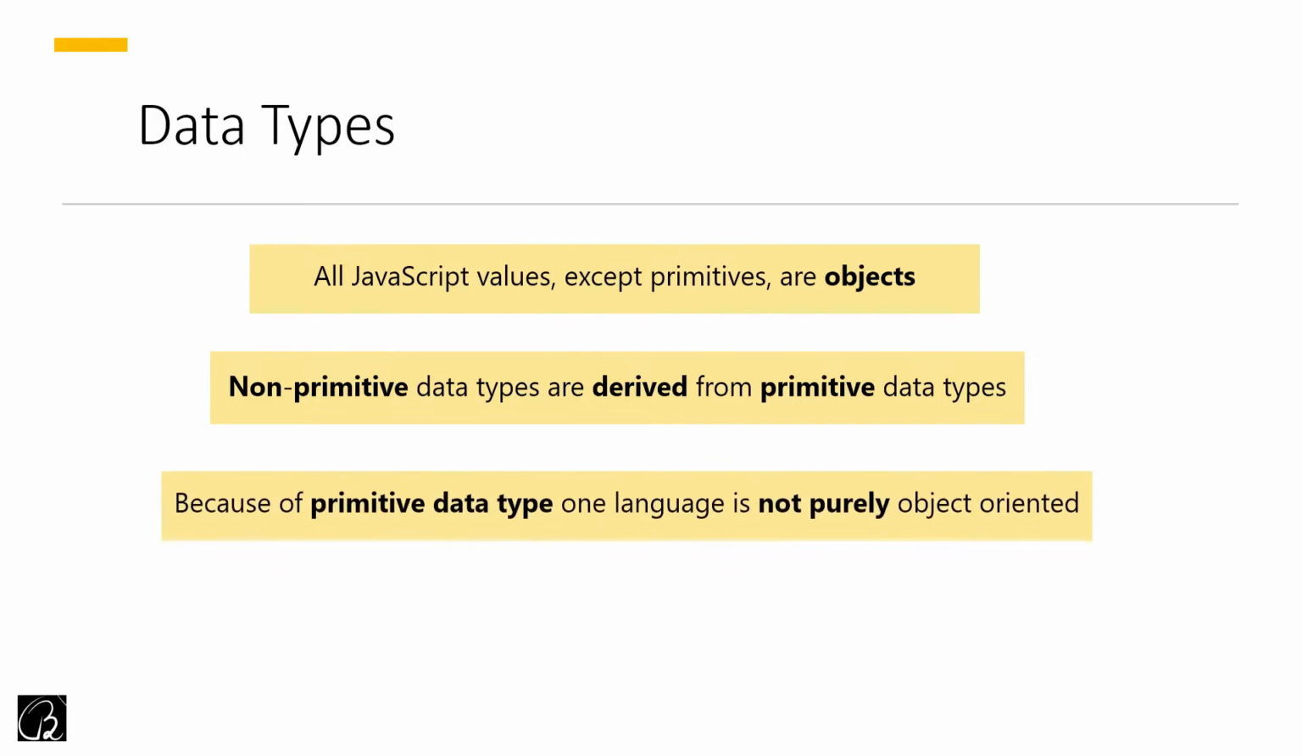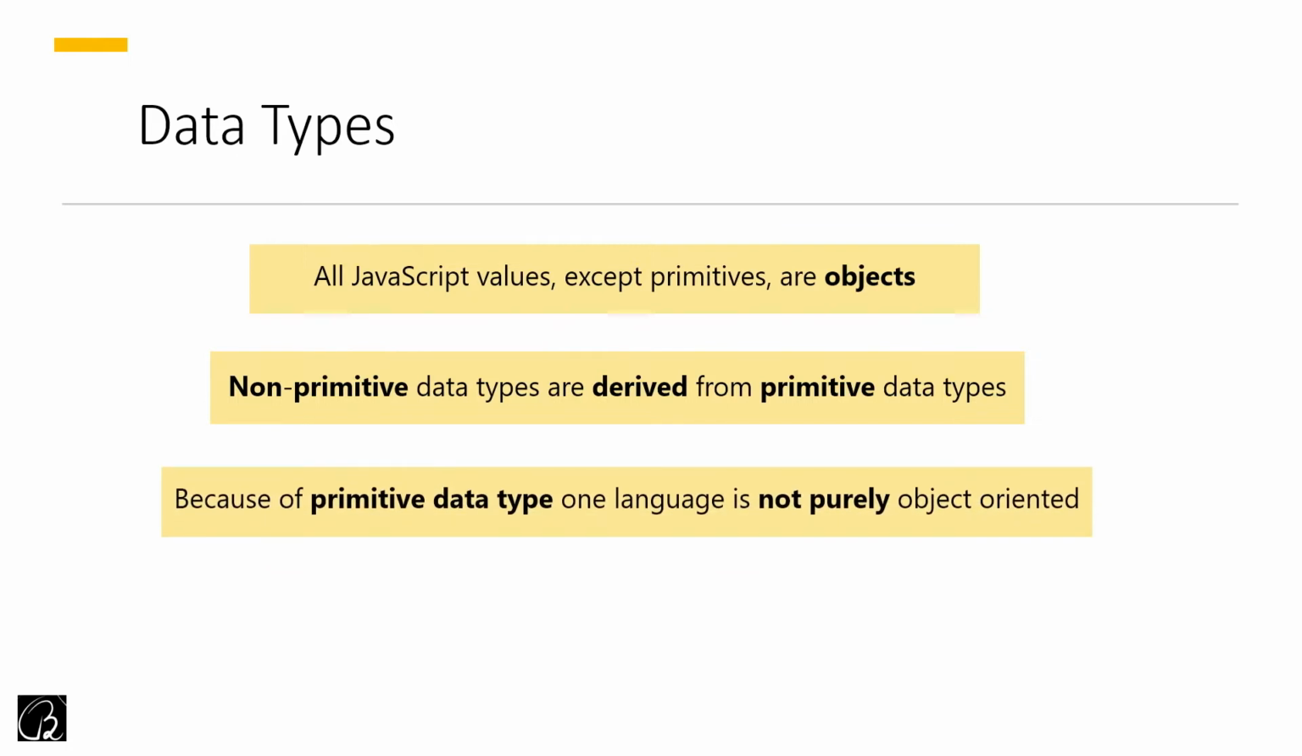The third point is that because of primitive data types, a language is not purely object oriented. This is not only for JavaScript, it is applicable for other languages as well. Because of primitive data types, we cannot say a language is 100% or purely object oriented. If you appear for any interview and they ask whether Java is a purely object oriented language, your answer should be no. Why? Because it has some primitives. The same thing is applicable for JavaScript as well.